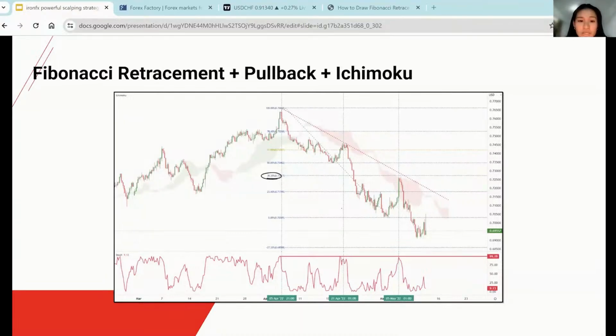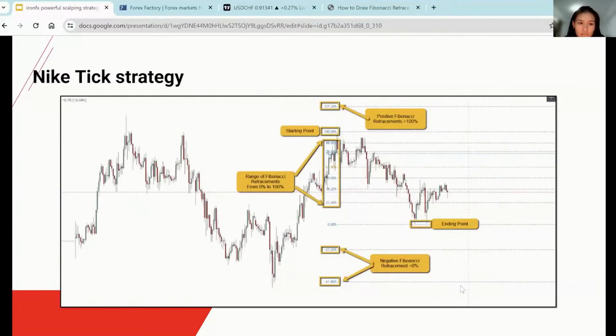Okay, so next, let's look at our next example. Our last scalping strategy is the Nike tick strategy, and the Nike tick strategy uses the levels that are greater than 100%.